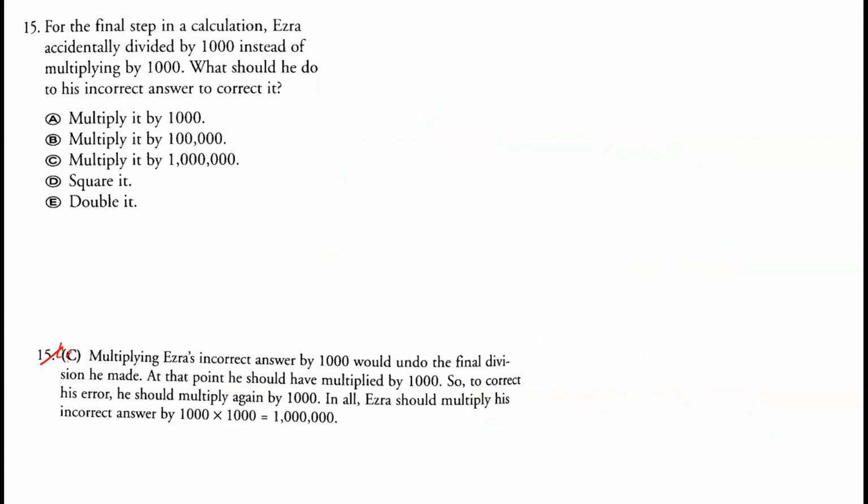Okay, so let's solve this question. For the final step in a calculation, Ezra accidentally divided by 1000 instead of multiplying by 1000.